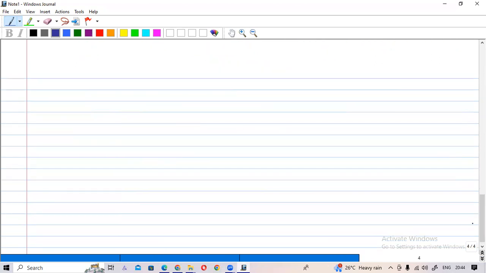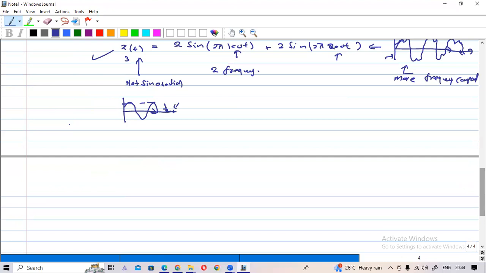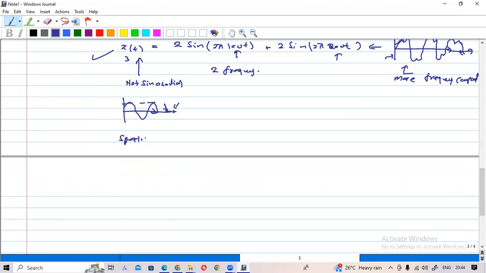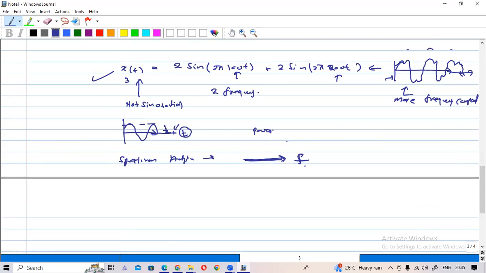In a spectrum analyzer, we can see frequency. This is time. In an oscilloscope, we can see a time domain signal. In a spectrum analyzer, we can see a frequency domain signal. That means it plots frequency versus voltage. Actually, not voltage, frequency versus power.